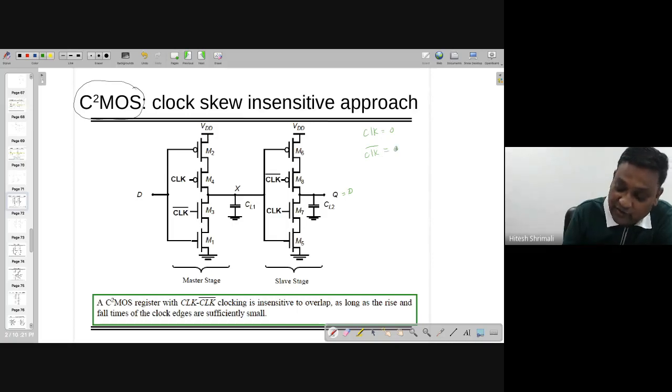So there are two things we are going to see. 0 0 overlap. We are looking for 0 0 overlap. So this condition is the one when clock equal to 0, clock bar also equal to 0. So all these clocks are 0. In that case, let's see which transistors are going to be on. You can see here, this transistor is on. At the same time, this transistor is also on, right?